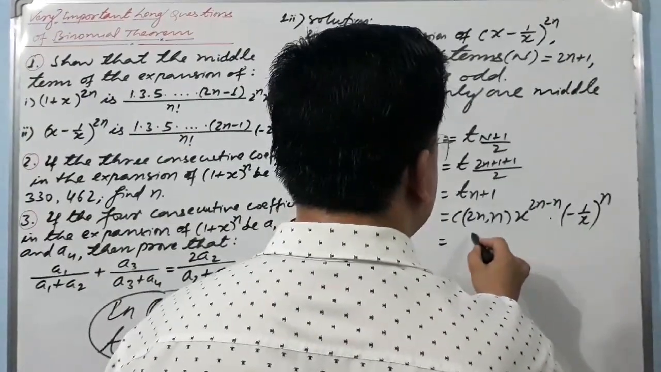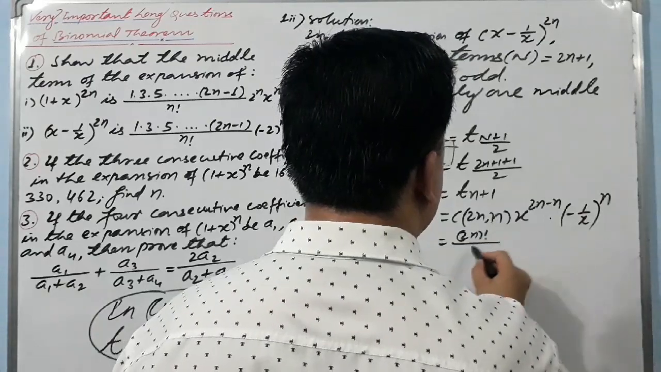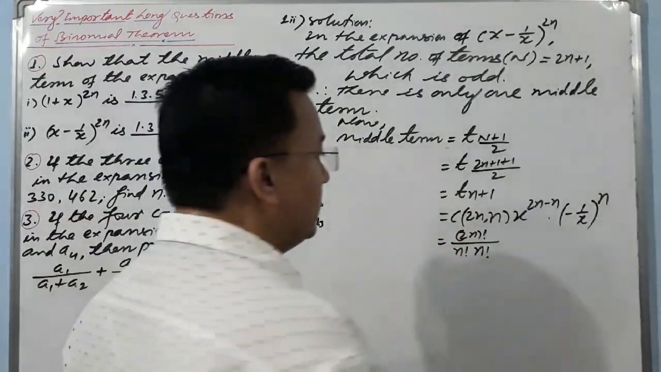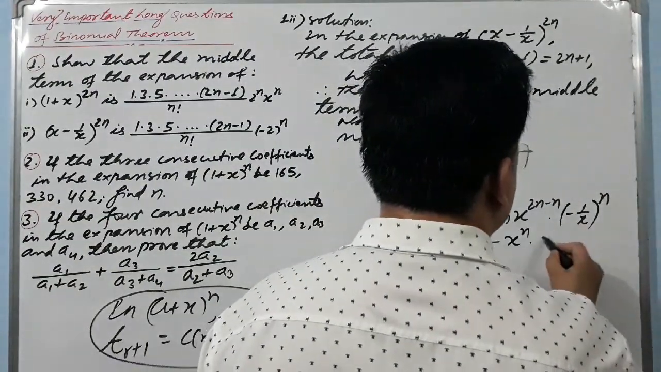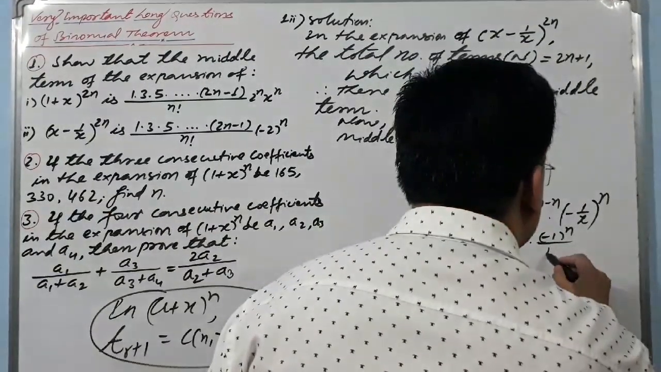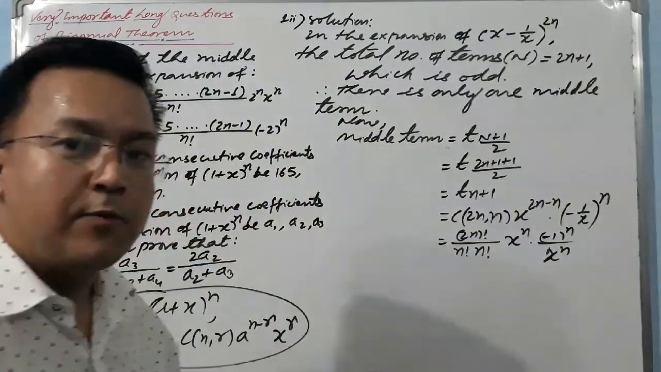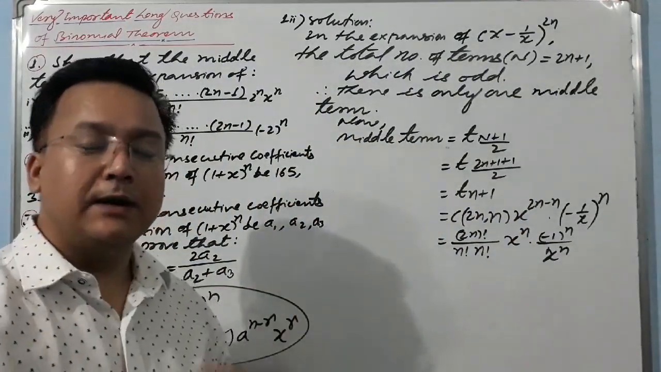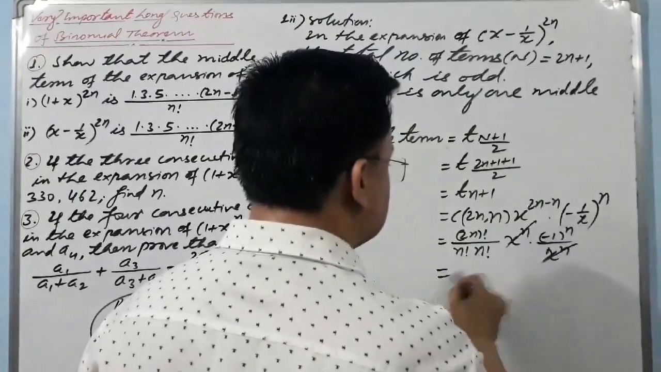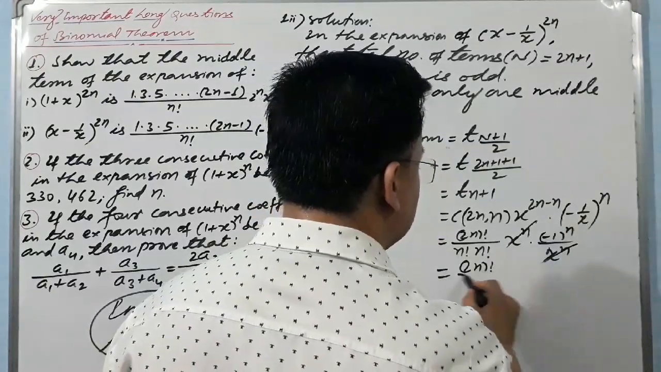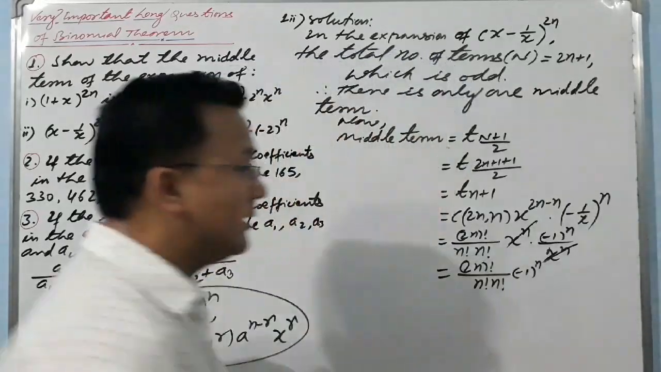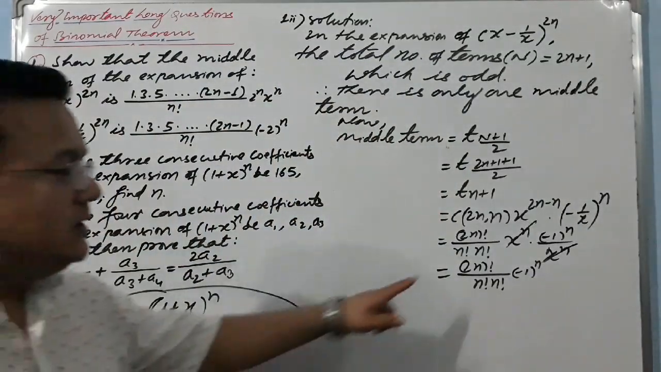So it is equal to 2n factorial upon n factorial times n factorial, because 2n minus n is n, then x raised to power n, minus 1 raised to power n, upon x raised to power n. See very carefully. This video may be lengthy but very useful to you, and I'm going to tell you in detail. Here the x powers cancel, and you will get 2n factorial over n factorial times n factorial, minus 1 raised to power n. Now we need to expand this one.